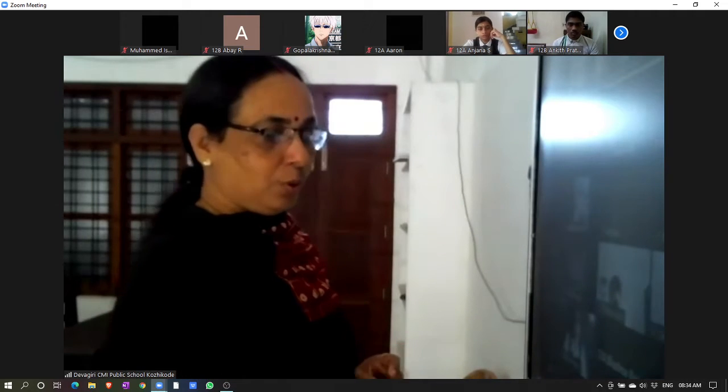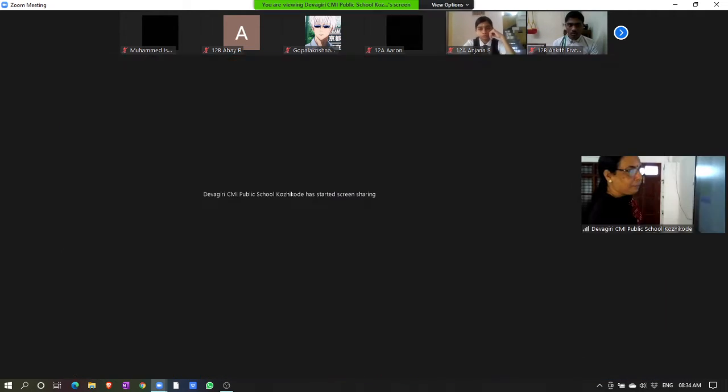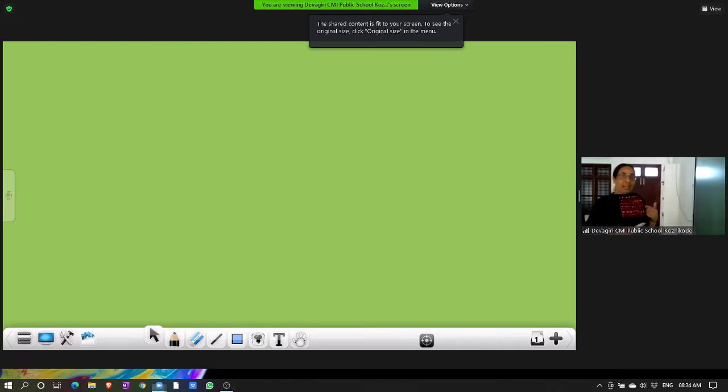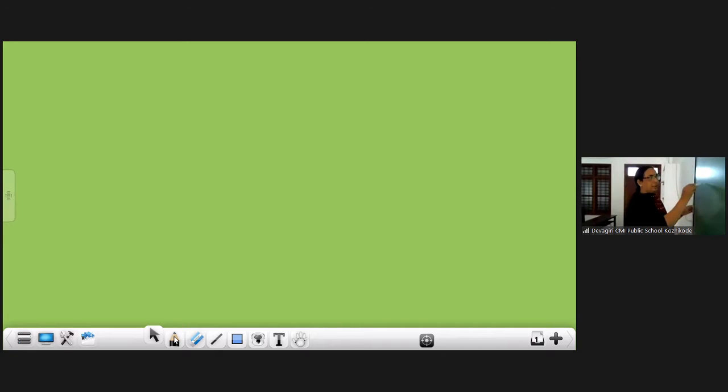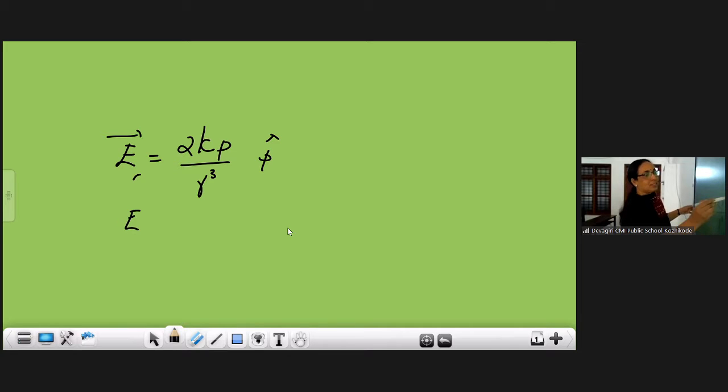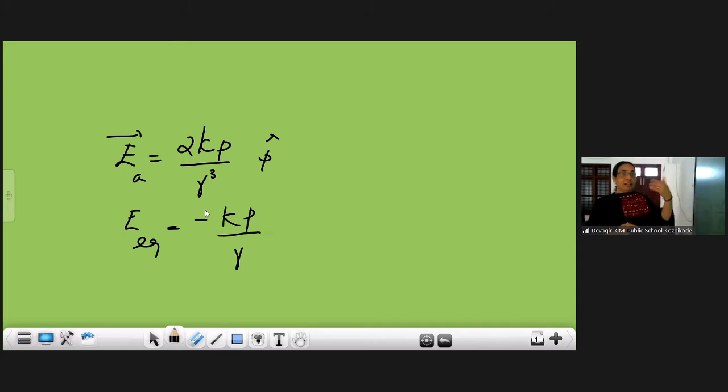Now, what more we want to know about the dipole is that we have learned two situations, the axial line and the equatorial line. Please keep in mind that on the axial line we got 2kp by r cube, in the direction of the dipole moment, whereas on the equatorial line it is minus kp by r cube, and it is opposite. This minus sign has a very important role there. E is in the opposite direction, so you are getting E as minus kp by r cube.